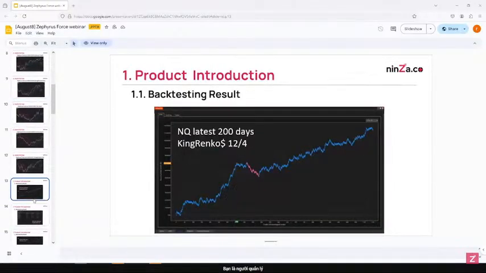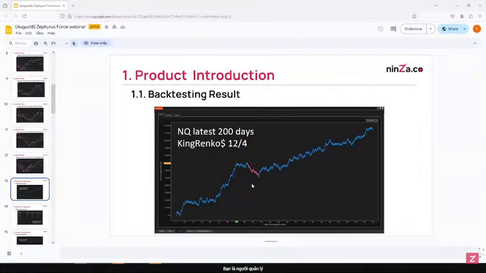Now, okay, so this is a back test done by Ninzaco, not by me. I don't do back tests. So this is a 200-day back test on a 12-4 King Renko. By the way, King Renko is accurate for back testing, as much as back testing could be accurate. Obviously, there's some variables with back testing that sometimes can't be replicated in real time. We all know that. But as far as the bar itself, King Renko bar could be back tested accurately.